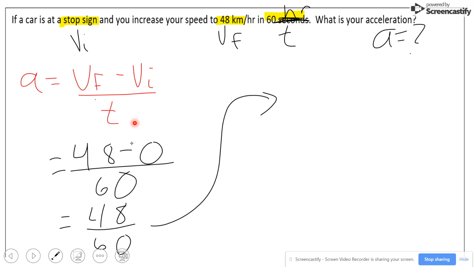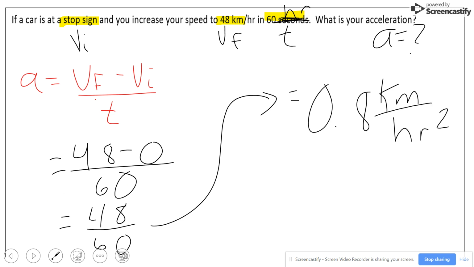And we know if you take anything minus 0, it should just be what that is. So we have 48 divided by 60. And if you punch this into your calculator, it will give you your number. And so what we end up getting is 0.8 kilometers per hour squared. The big thing with these units is it's always going to be a unit of distance, so that's our kilometers, over whatever our unit for time is, but it's going to be squared. So that's the big thing to make sure of.